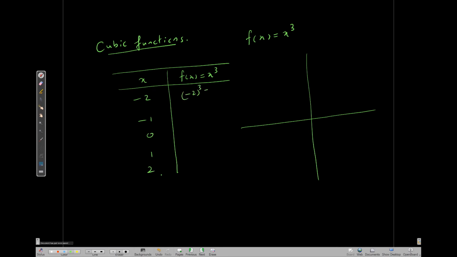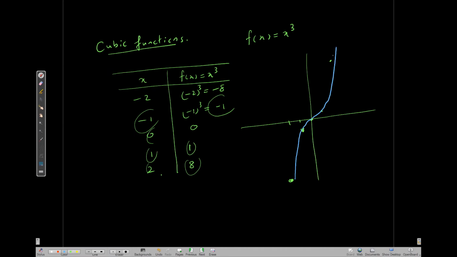Negative 2 to the cubed, so you get negative 8. Here negative 1 cubed, negative 1, 0 cubed which is 0, 1 cubed 1, 2 cubed 8, right? So negative 2 comma negative 8 this time, so somewhere down here. And then negative 1 comma negative 1, so this point. And 0 comma 0, it goes through the origin, 1 comma 1, and somewhere here, 2 comma 8, finally somewhere here. So it has this nice shape. It's like this. This is the shape of the cube function.